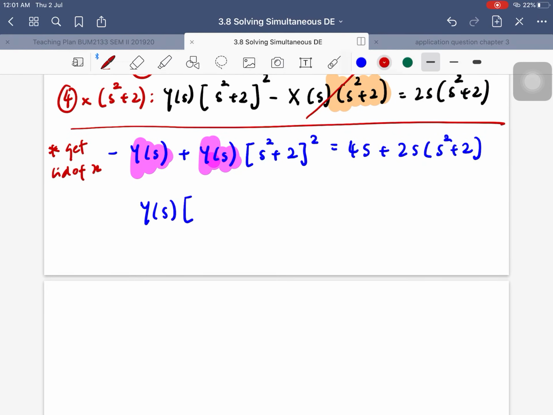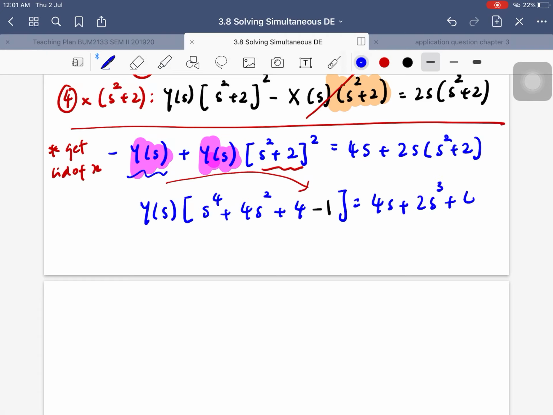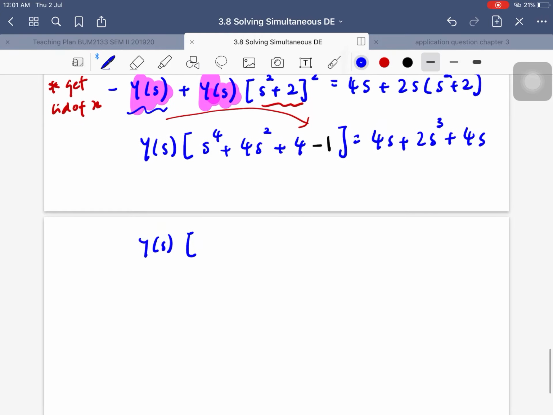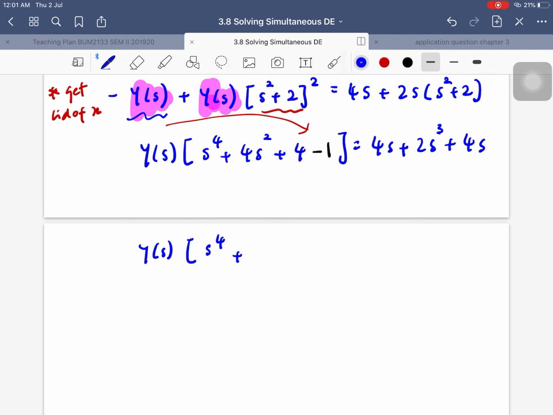So when I expand this term right here, I will end up with s to the power of 4 plus 4s to the power of 2, so plus 4, and then I'm going to include this. It's going to be negative 1. And on this side, I'm going to have 4s plus, let me expand this, 2s cubed plus 4s. And now when I simplify, I'll end up with Y(s) multiplied by s to the power of 4 plus 4s squared plus 3. And here I'll end up with 2s cubed plus 8s.